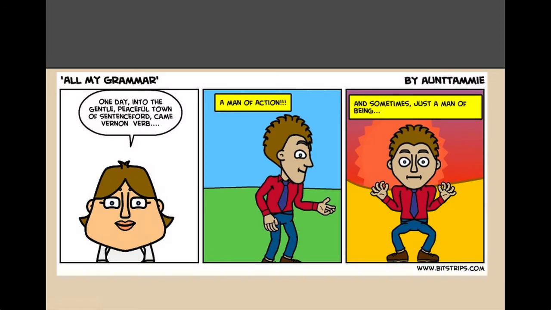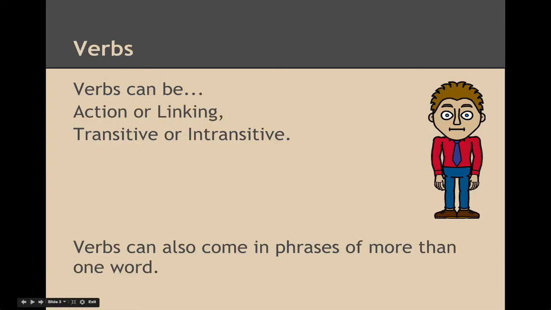And here is a little cartoon that I created a few years ago, creating a character named Vernon Verb. And again, in the next chapter that we do, we're going to hear more about Vernon and how he acts in a sentence. But even now, we need to know that verbs can be action verbs or linking verbs. And here you see Vernon is a man of action. He's moving, or he's simply being. And we'll find out more what that's all about here in a minute.